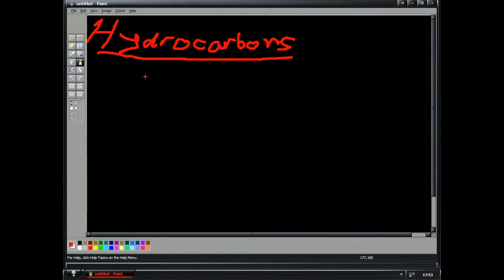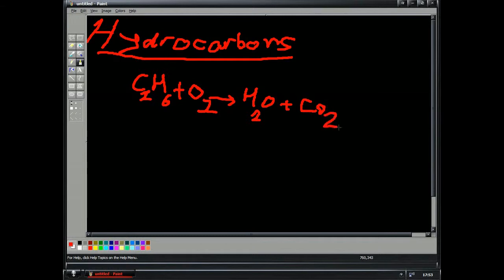So let's start. Let's say C2H6, which is an alkane, and that's ethane. Ethane reacts with oxygen, and that makes water and carbon dioxide. Always remember, any hydrocarbon which combusts or reacts with oxygen always gives you water and carbon dioxide. And O2, you always write the 2 because it's in gas form.